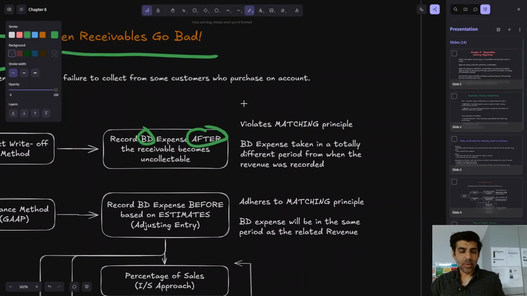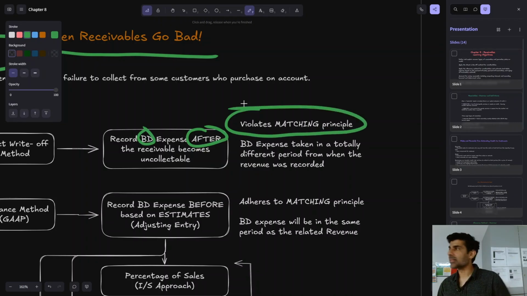While this is simple, it violates the matching principle. Why is this method not in line with the matching principle? Does anyone have any idea? The problem is that when we actually realize the receivable is uncollectible, it's most likely going to be in a different accounting period than when we recorded the revenue. So we're going to have a mismatch between the bad debt expense and the revenue that was recorded.